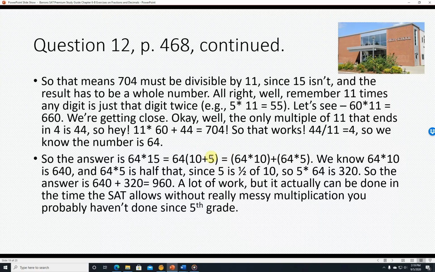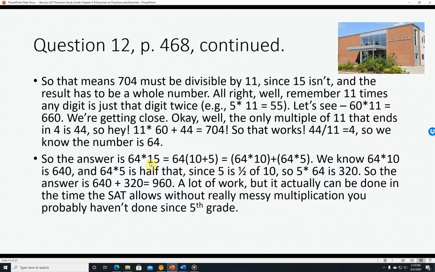64 times 10 is 640. For 64 times 5, since we know 5 is half of 10, all we have to do is take half of the 640, and that's 320. That's pretty easy. So the answer is 640 plus 320 equals 960. It's a lot of work, but you can do that in the time the SAT allows without really messy multiplication you probably haven't done since 5th grade, the way you learned to do multiplication by hand in 3rd, 4th, 5th grade. So the distributive property is our friend.